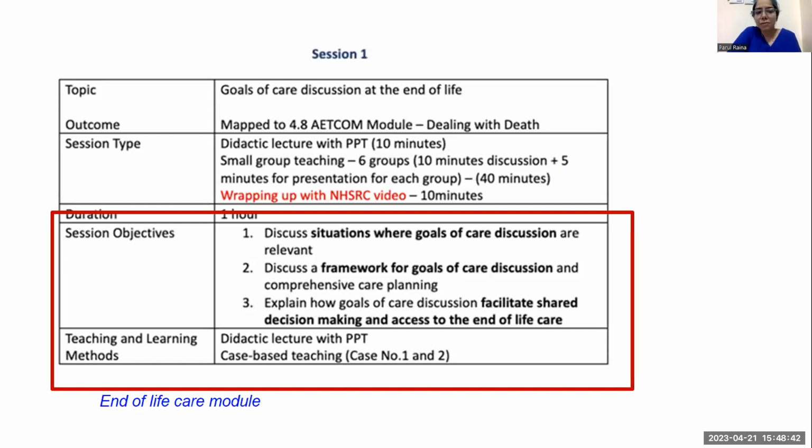This has been adapted from the end of life care module shared with us. The session's objectives are to discuss the situations where goals of care discussion are relevant, to discuss a framework of goals of care discussion and comprehensive care planning, and to explain how goals of care discussion facilitate shared decision-making and access to end-of-life care. So, next slide, please.